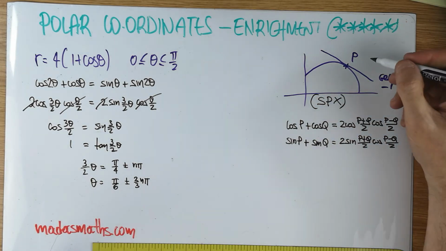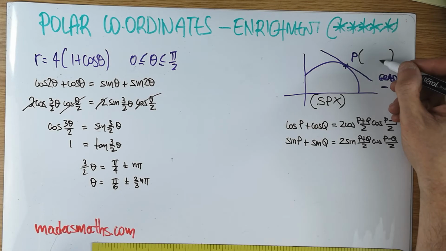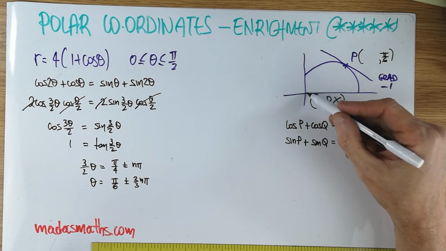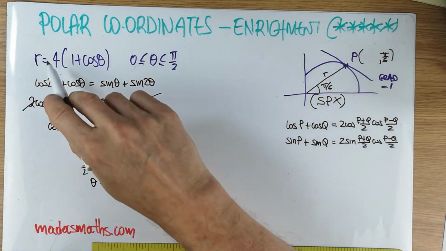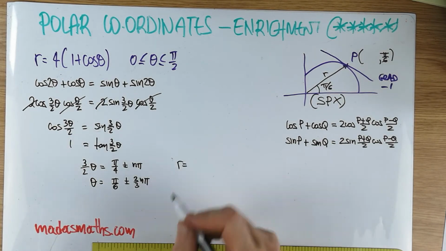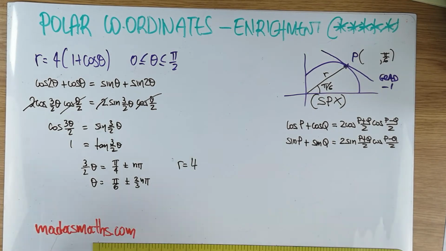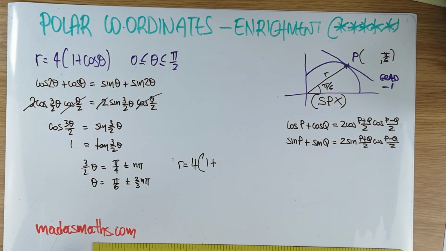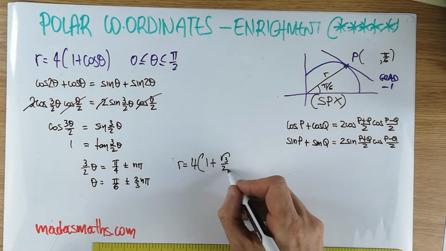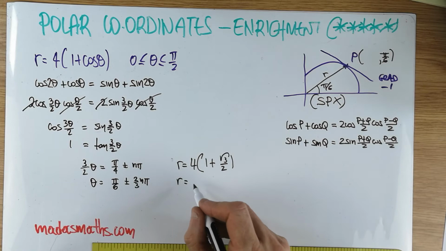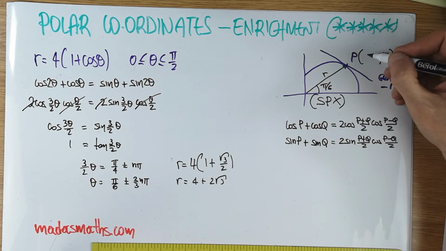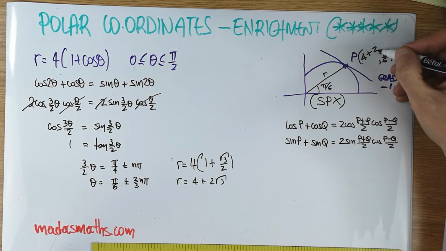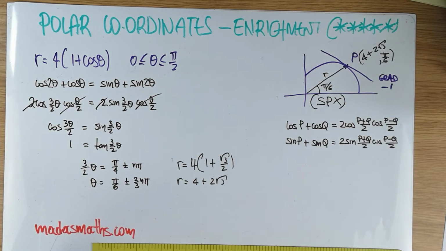So we have found the polar coordinates, or not quite, but the theta value is pi over 6 here. If you look at the point P, we know that this is pi over 6, and the value of r we're going to get from the equation of the curve. R is equal to 4 times 1 plus cos of pi over 6, which is root 3 over 2. Times it out, gives us 4 plus 2 root 3. I don't know if I can fit in there. I'm going to write it slanted. These are the polar coordinates of the point P.